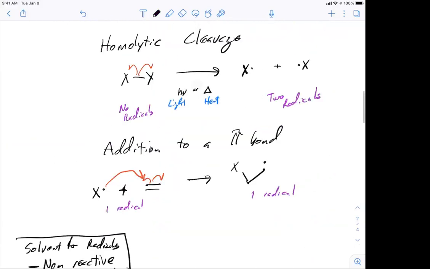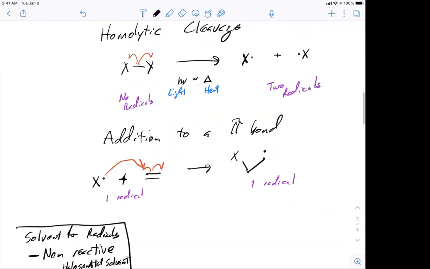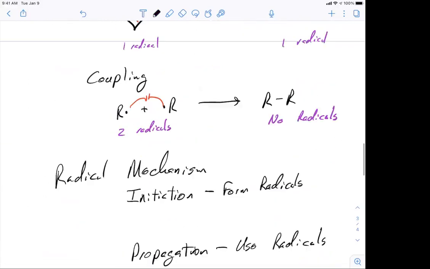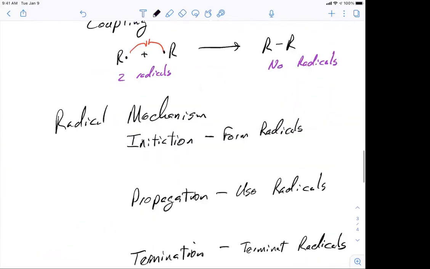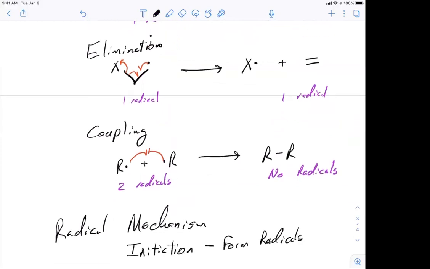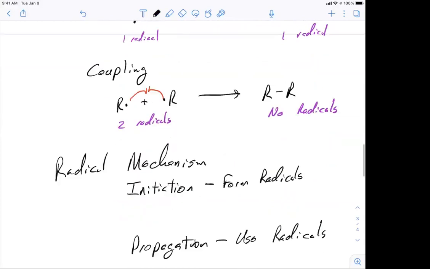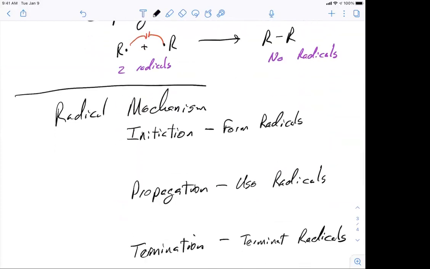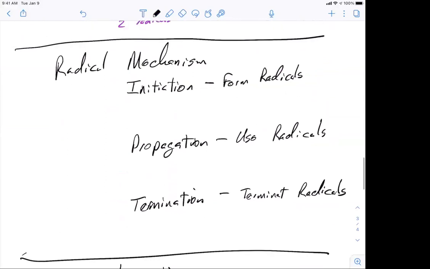So now let's look at the list. Homolytic, addition of pi bond, hydrogen abstraction, halogen abstraction, elimination, and coupling. And I hope my scrolling too fast didn't cause anybody a headache. All right, so the general radical mechanism, right, is initiation, propagation, and termination.